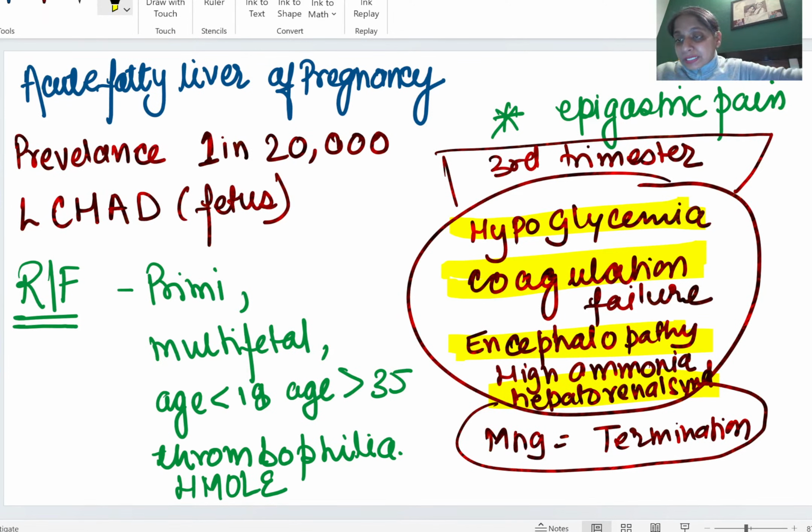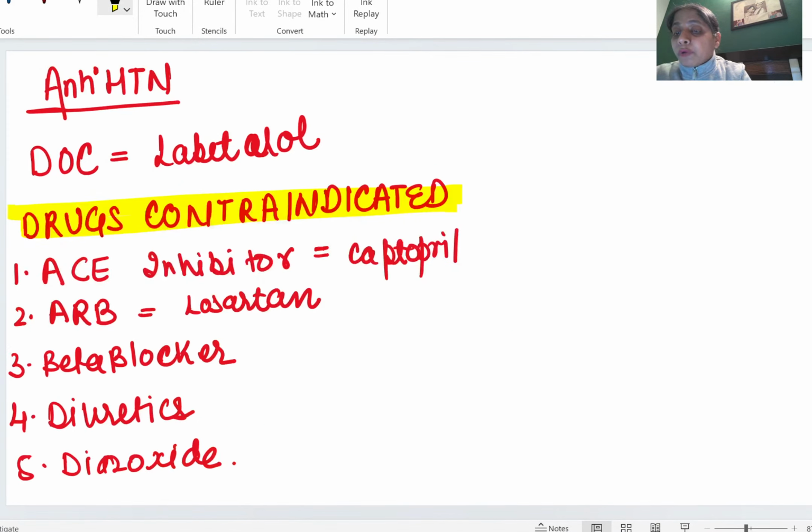If there is pruritus and no increase in the BP and no decrease in platelets, then it is cholestasis. If there is hypoglycemia, coagulation failure, encephalopathy or hepatorenal syndrome, then the diagnosis is acute fatty liver of pregnancy. So now we know how to diagnose acute fatty liver of pregnancy.